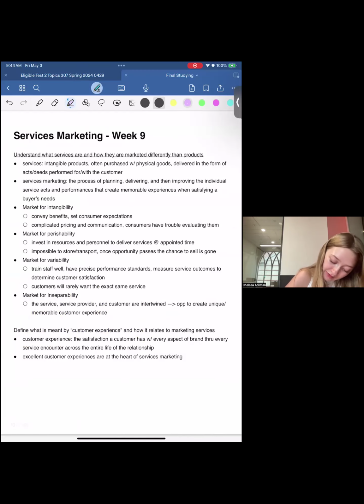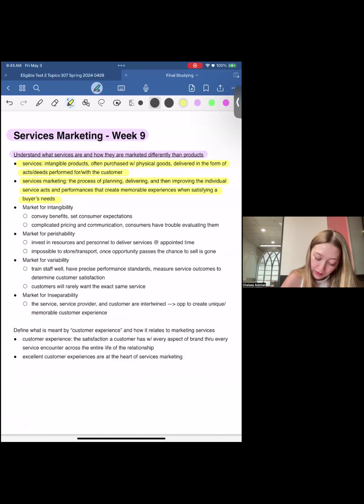Now, services marketing. Let's understand what services are and how they are marketed differently than products. So services are intangible products often purchased with physical goods, delivered in the form of acts or deeds performed for or with the customer. Services marketing is the process of planning, delivering, and then improving the individual service acts and performances that create memorable experiences when satisfying a buyer's needs.